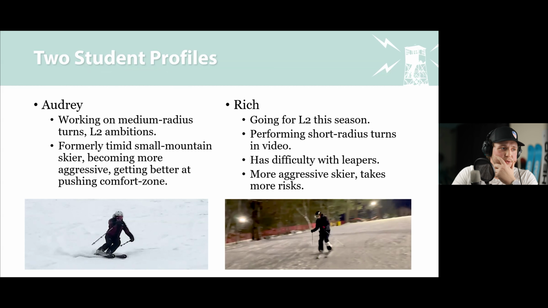So we've got Audrey on the left here, right? And she's got level 2 ambitions and has been really working on her medium radius turns, okay? She's originally from a small mountain, and so she comes from a background of having a bit of a smaller comfort zone when it comes to speed and aggressiveness, but she's been pushing those boundaries quite a bit.